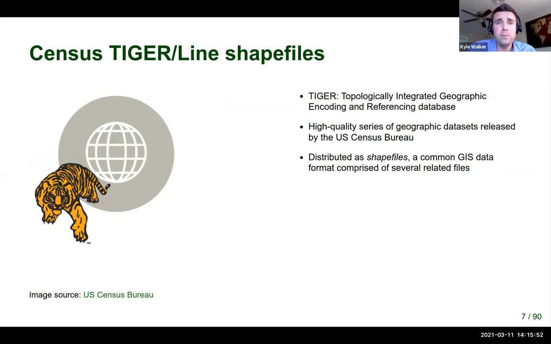I'll explain that a little bit more in a moment, but maybe the most common type of geographic data set that you're going to come across, originally developed by Esri, but it's really widely used to distribute geographic data. And shapefiles themselves are composed of several related files. You have geometries and you have attributes, and you might have a projection file or some index files.